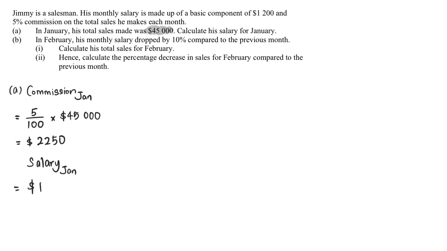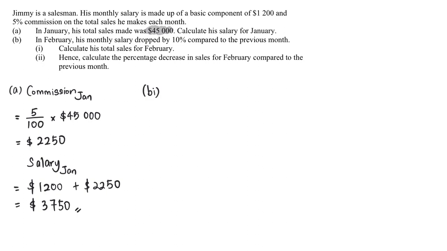Because that will include 1,200 as a basic component plus the commission. 3,750. As for part B, part 1, in February, his monthly salary dropped by 10% compared to the previous month, which is January.